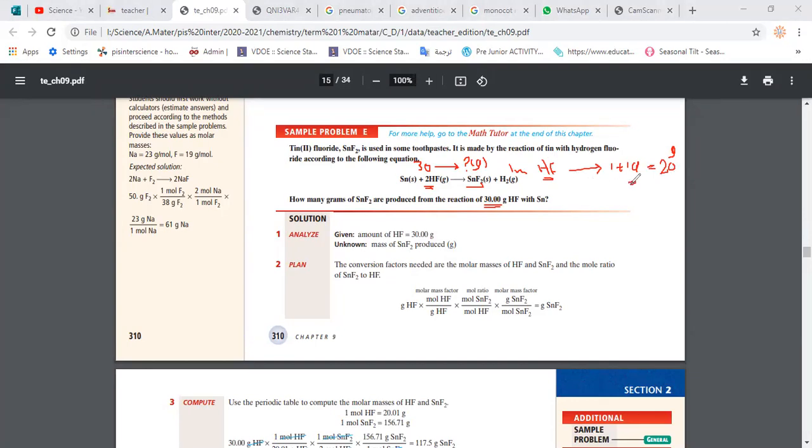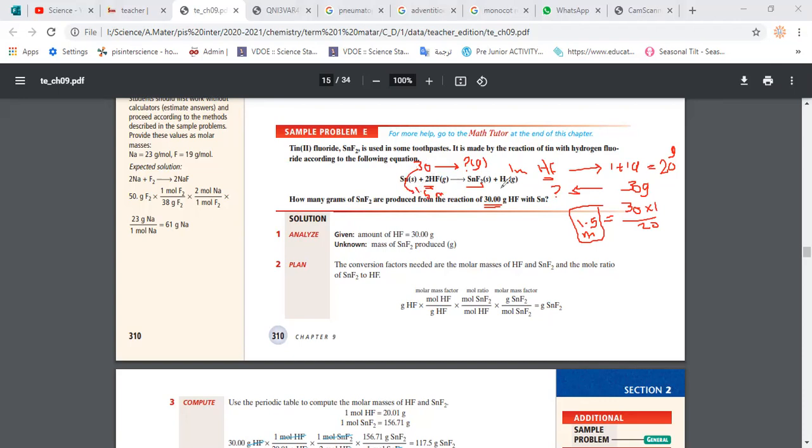So 30 grams of hydrogen fluoride will represent how many moles? That is the question. So cross multiplication: 30 multiplied by 1, divided by 20. That equals 1.5 moles. So like this, we get the amount of moles. That means these 30 grams are equal to 1.5 moles.